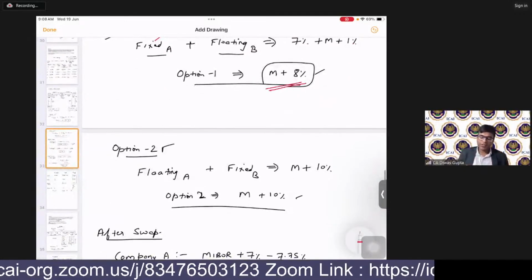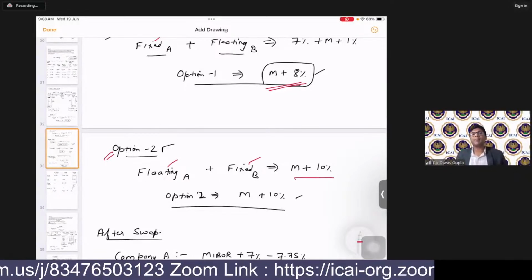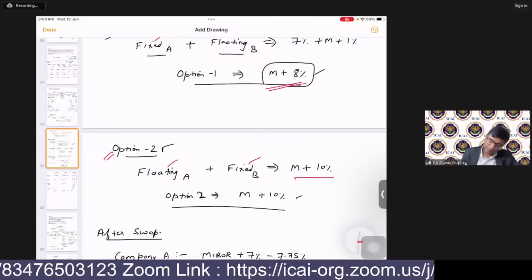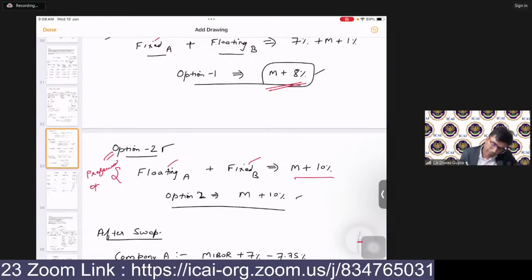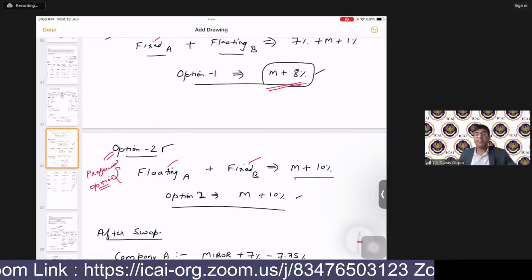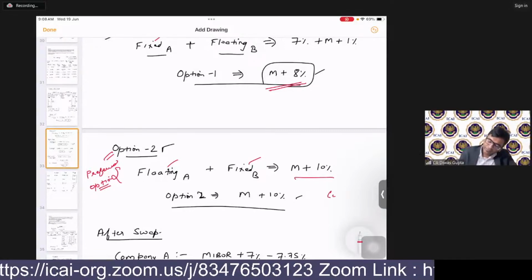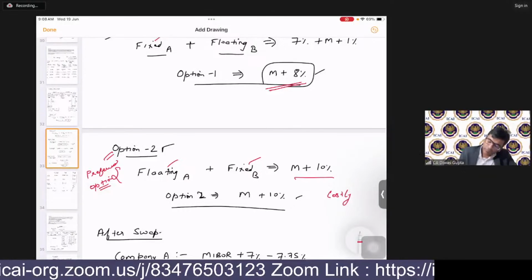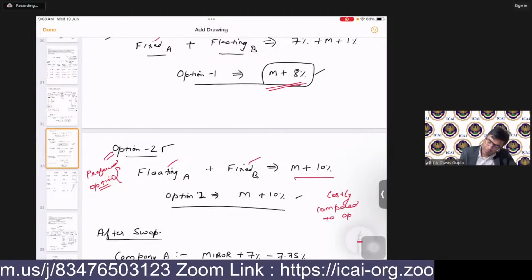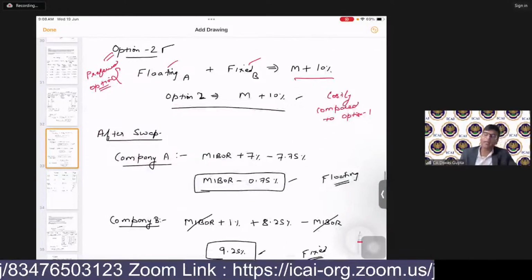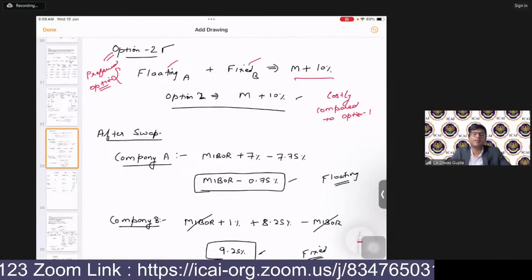Now let's reverse this situation in option 2. Let's say floating is entered by A and fixed is entered by B. That becomes MIBOR plus 10. This is the preferred one. This is the preferred option. So the preferred option is proving to be costly compared to option 1, right? Option 2 is proving to be costly when we compare it to option 1.